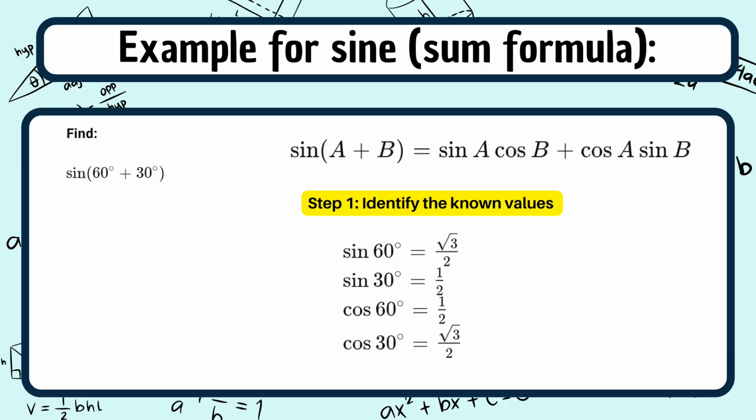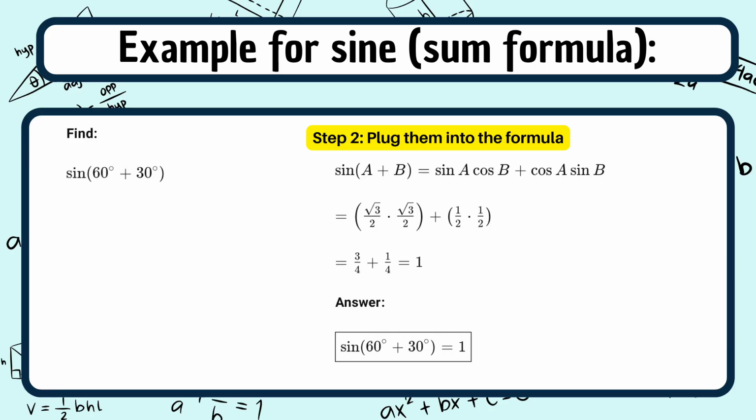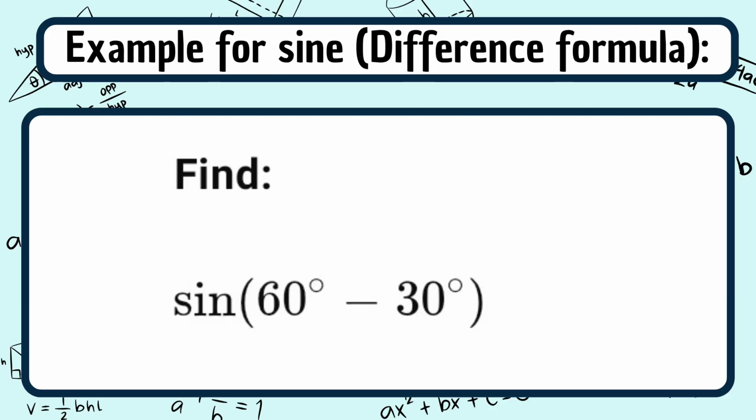Now, let's proceed to step number 2. Plug them into the formula. So we have sine 60 degrees plus 30 degrees is equal to square root of 3 over 2 times square root of 3 over 2 plus 1/2 times 1/2. So calculate them. We have the final answer, which is 1. Therefore, sine 60 degrees plus 30 degrees is equal to 1.